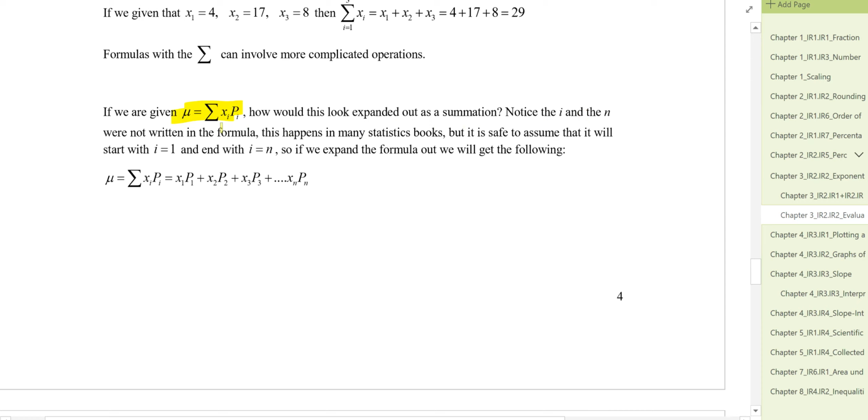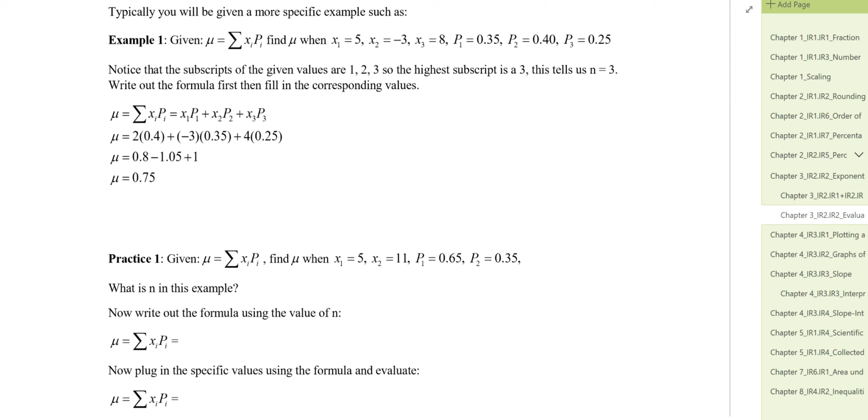So expanded, we have x1 times p1 plus x2 times p2 plus x3 times p3 plus x4 times p4. Keep going until I hit the last term, n, xn and pn. Now let's consider the example here.